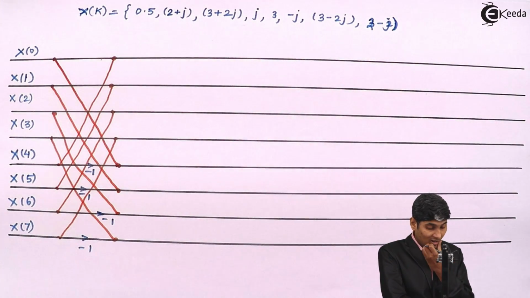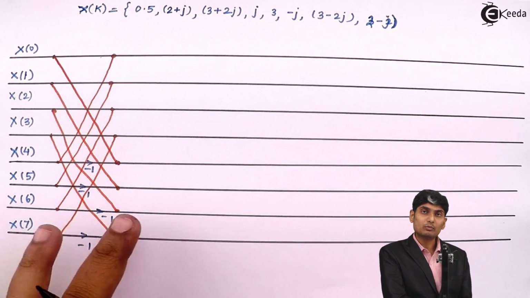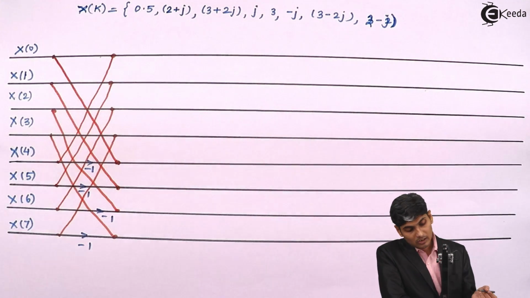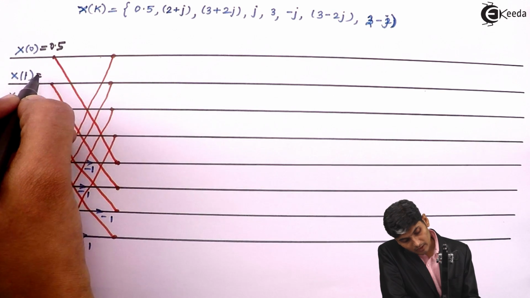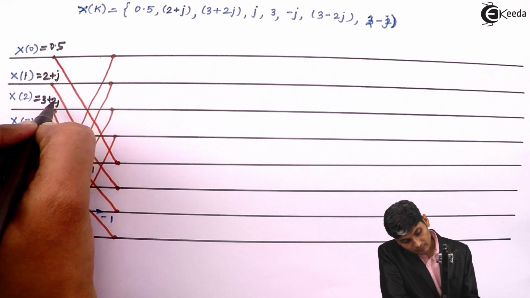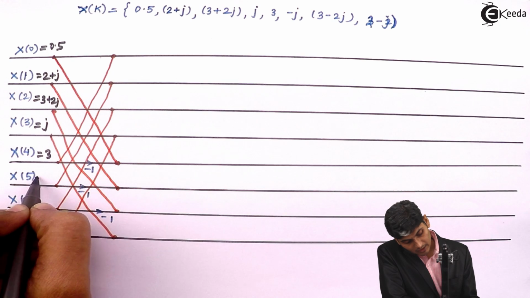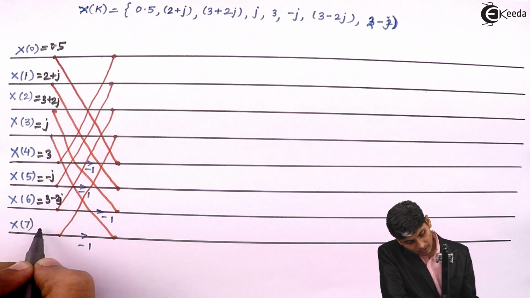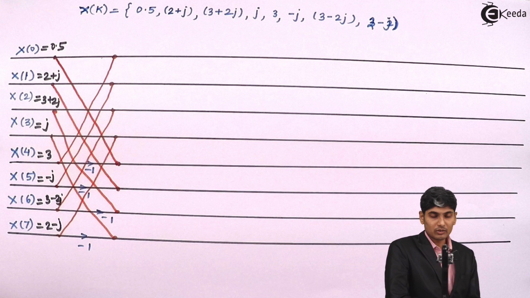Okay, now let us add and find what is the output of the first stage. Before that, let us put the sample values. The first sample value is 0.5. The second sample value is 2 plus j. The third sample value is 3 plus 2j. The fourth sample value is j. Next is 3. Then we have minus j. Then we have 3 minus 2j. And lastly, we have 2 minus j. So these are the given samples to us.